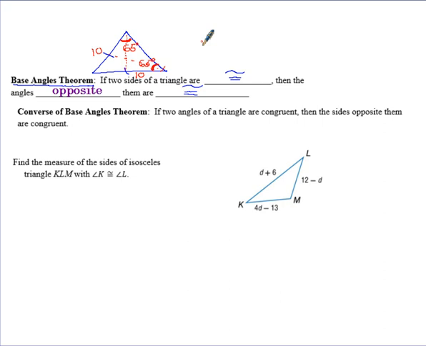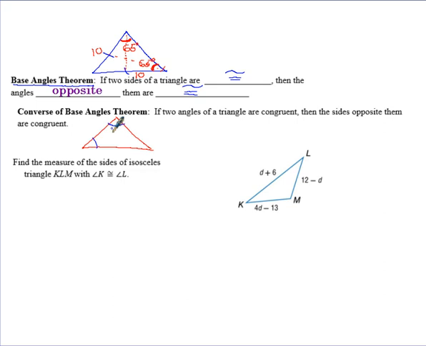Okay, there is a converse to the base angles theorem. Remember, converse just means we switch the if and the then. So if two angles of a triangle are congruent, then the sides opposite them are congruent. So that basically means it could go like this, and I could say this and this. Now notice I'm calling them base angles, but when we hear the phrase base, we always think of the bottom. And I specifically did both of these examples so that the base angles are not on the bottom.